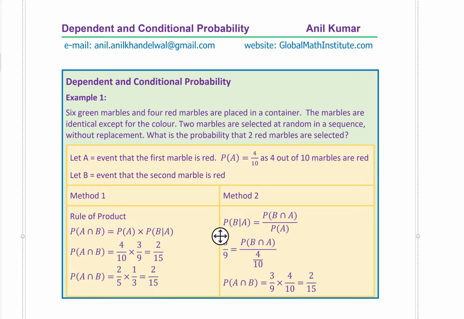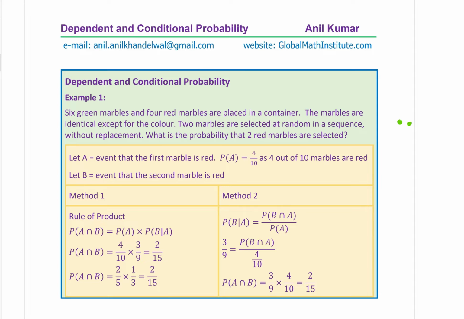Now, this example we are going to do in 3 different ways so that you get a fairly good idea of what we are trying to do. So we are having 6 green marbles. Let me just sketch 6 green marbles here. Let's say these are our 6 green marbles.